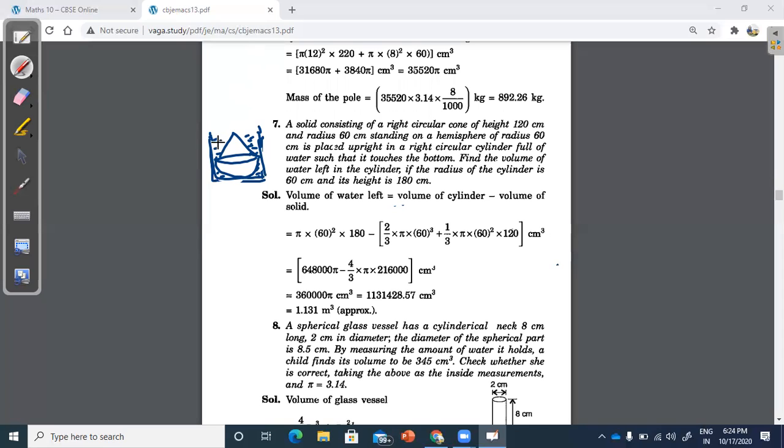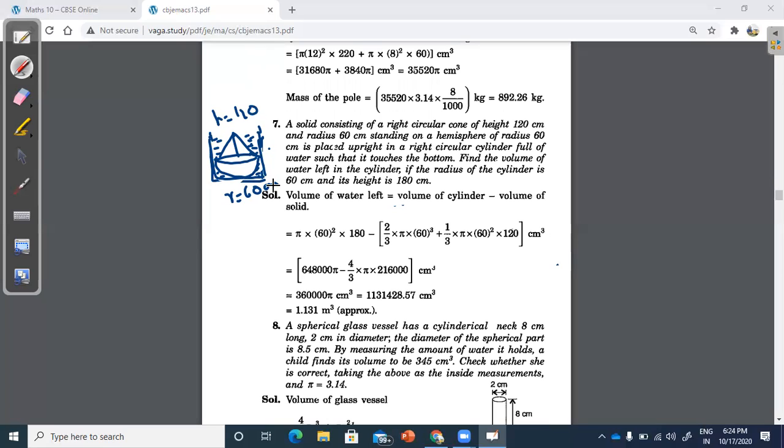So what we need to do is find out what is the volume of the cylinder, the full cylinder, that is pi r square h. So the height of this is given, let's see, the radius is given 60. Okay, radius is going to be 60. The height of the cone is given 120. Height is given 120. And find the volume of the cylinder. Okay, and the radius is given 60 here.